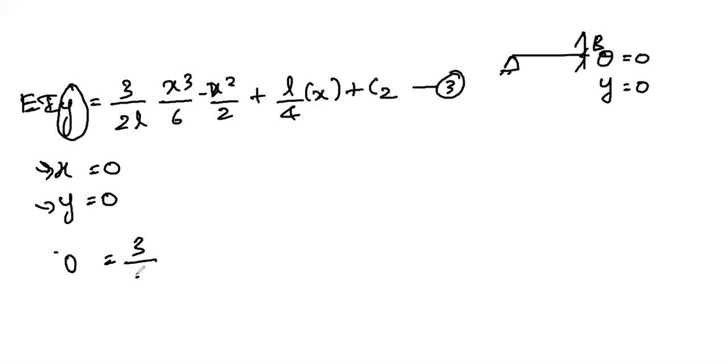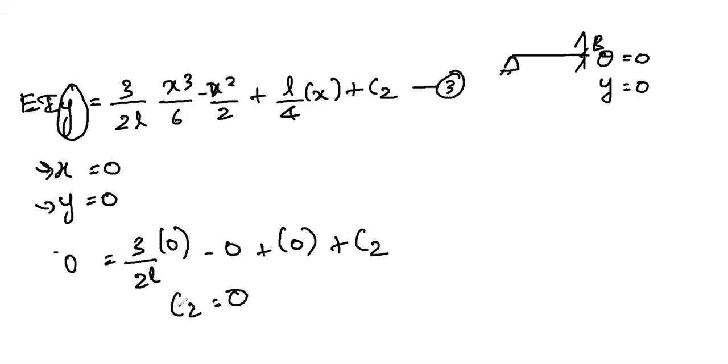0 equals 3 by 2L. The first term will become 0, the second term will also become 0, the third term will also become 0, because these three terms contain x, plus C2. So the value of C2 is 0. Now I am going to use C2 in equation 3. Then I will get another equation.